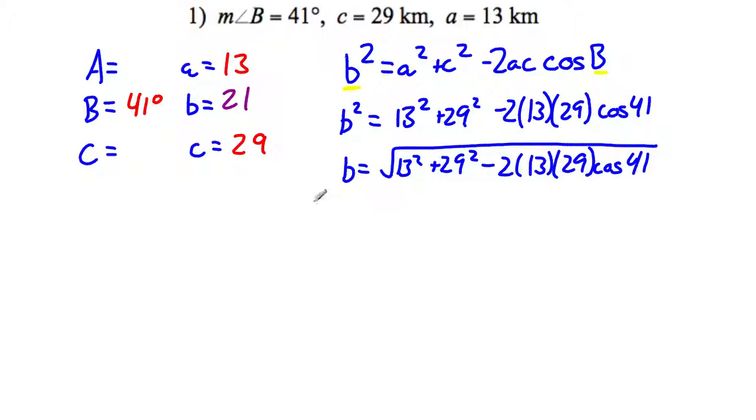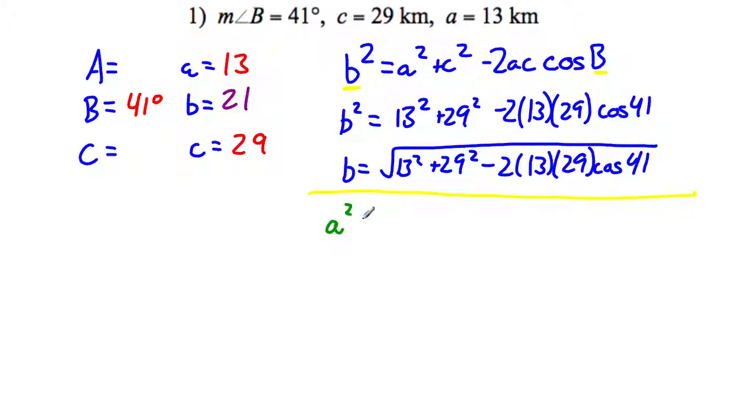Just for the sake of this video, I'm going to use law of cosines, but if I were doing this problem for myself or even in class, I would actually use law of sines, and I would say b over sine of B equals a over sine of A. So I'd say 21 over sine of 41 equals 13 over sine of A. Solve for A. But again, since this is a law of cosines video, I will keep using law of cosines.